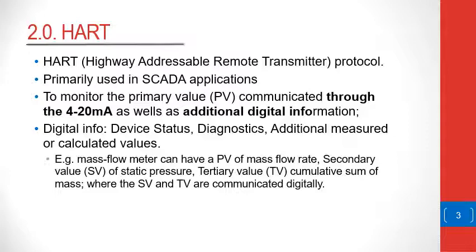as its primary value. On top of that, it can also report a secondary value, which would be something, let's say static pressure, and then it can report another third value. A tertiary value could be the cumulative sum of mass that has been flowing. And so the fact that it has additional digital information means it can communicate other variables on top of the primary value.